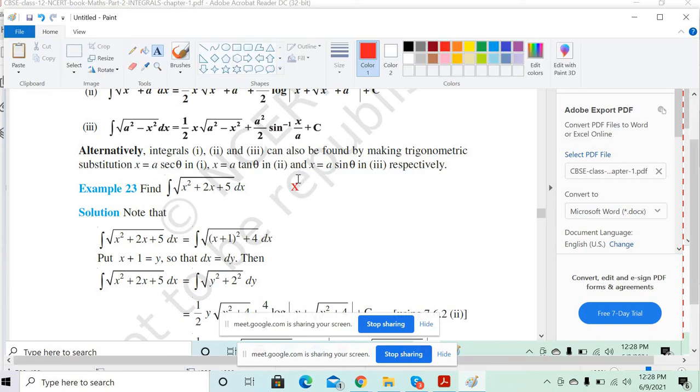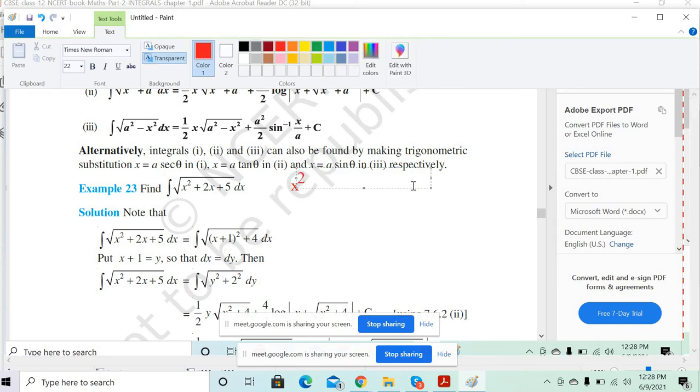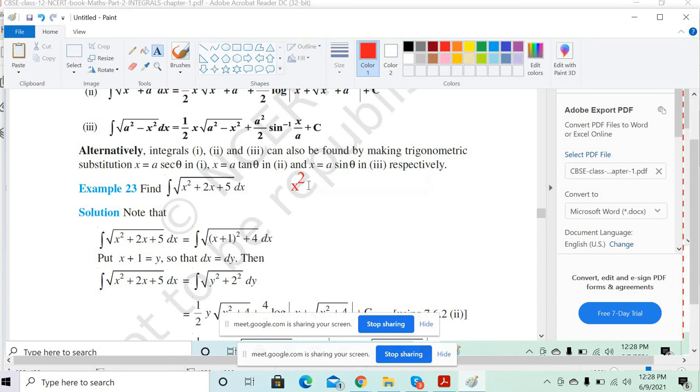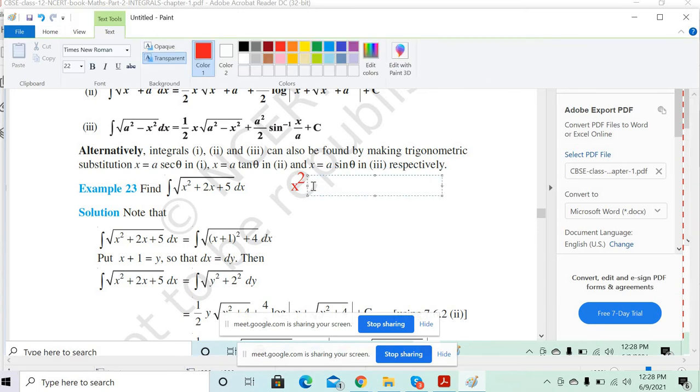Sometimes, looking at it alone, you can just solve it. You don't have to work through the exact steps. See, if it is x square plus 2x, 2ab is already there, and it is plus 5. 5 I can put as 4 plus 1, isn't it?